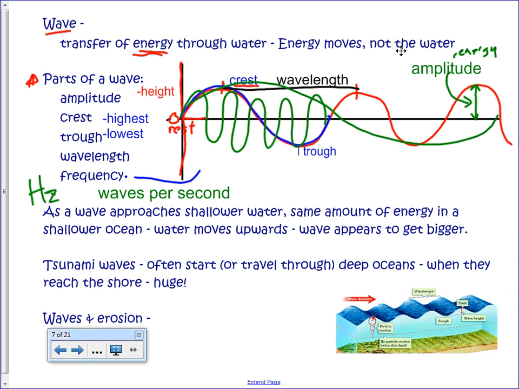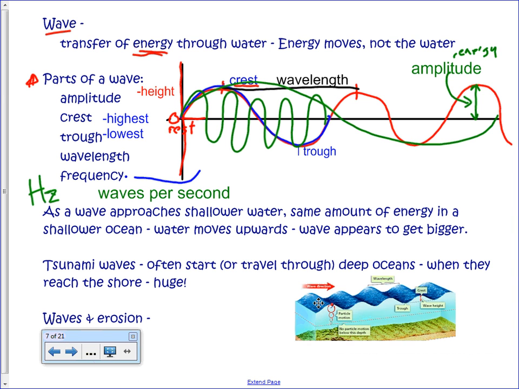Okay, we talked about tsunami waves, and I believe I drew you a picture of this. As the wave approaches shallower water, there's the same amount of energy in a shallower ocean, and so it moves upwards. And I'll show you that again with that picture, because basically the amplitude is the same, but because the water is shallower, the water gets pushed up. And so that's the tsunami waves, and we'll skip waves and erosion for right now.